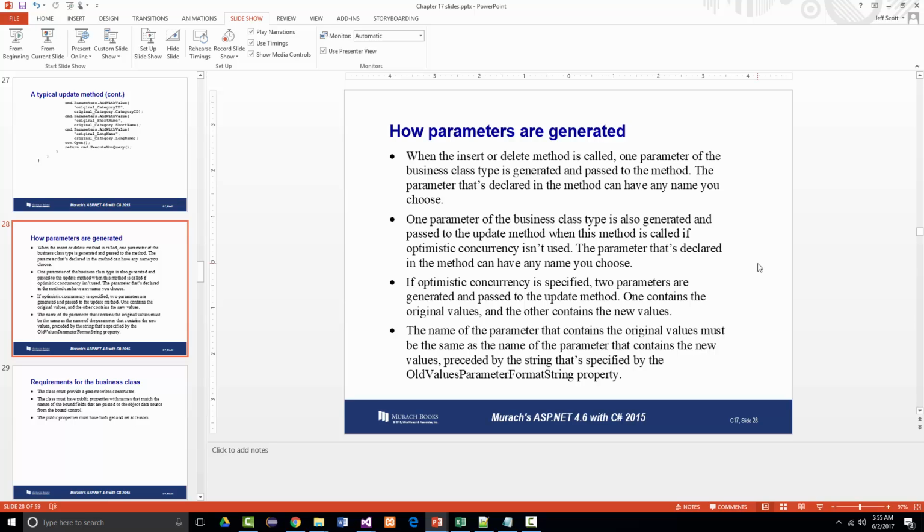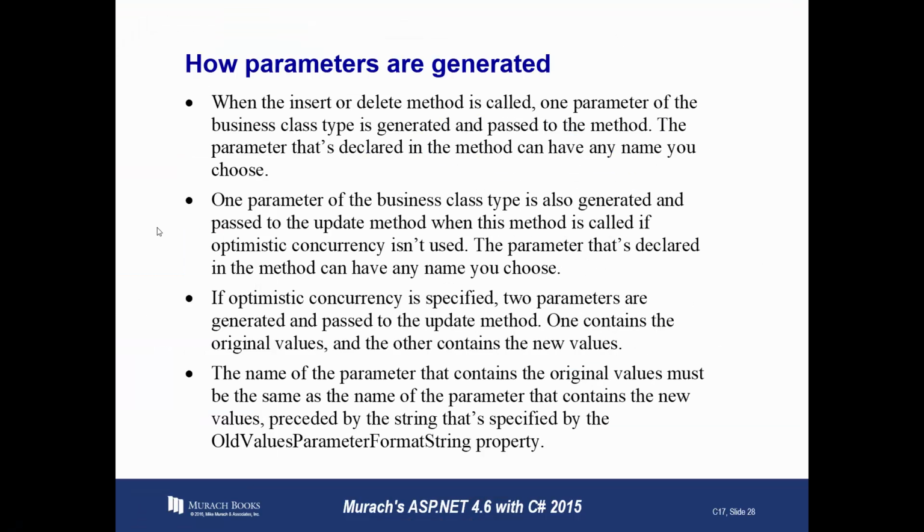So, how are these parameters generated? Let's blow this up a bit. When the insert or delete method is called, one parameter of the business class type is generated and passed to the method. One parameter of the business class type is also generated and passed to the update method. In both cases, these can be any name you want it to be. Again, if optimistic concurrency is specified, then you need 2 parameters.